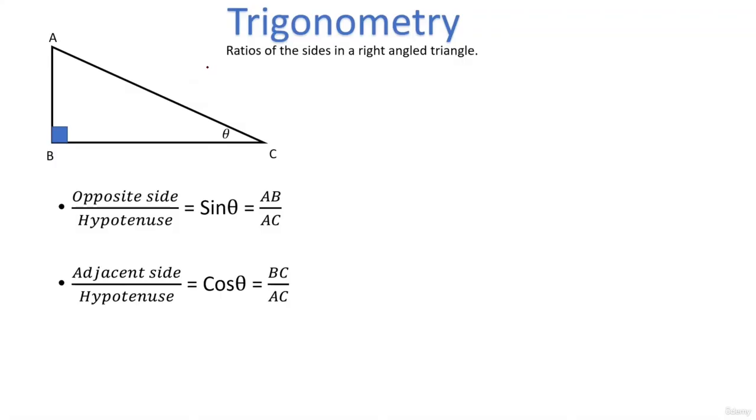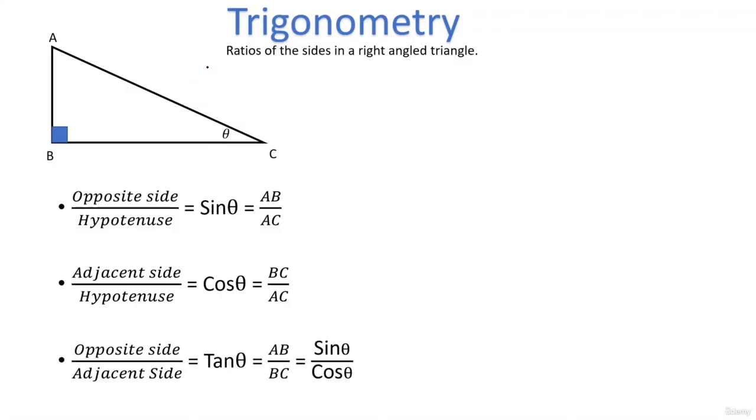In the same way, with respect to the angle theta we are considering right now, the opposite side is AB and the adjacent side is BC, so that ratio we call tan theta. Tan theta is AB divided by BC. As you can observe, this tan theta is the same as dividing the first two ratios we obtained. Divide them, AC gets cancelled out, and we get tan theta, that is sin theta divided by cos theta. So that is a basic understanding of trigonometric ratios.